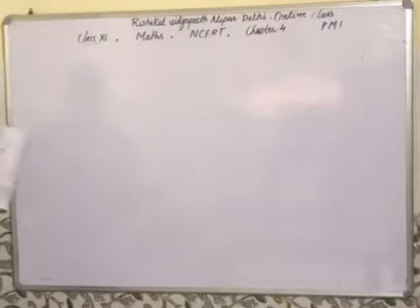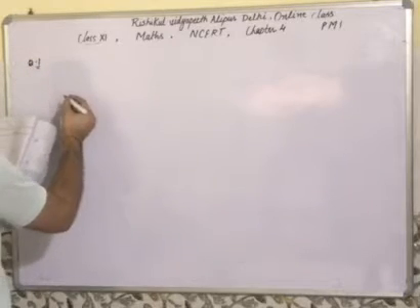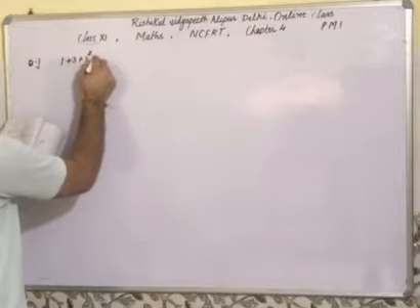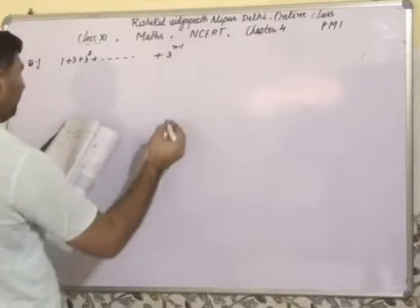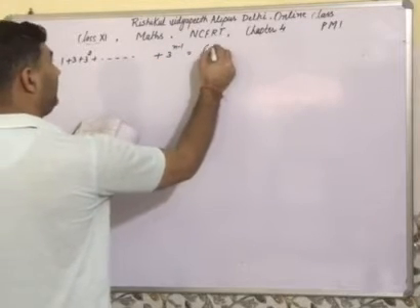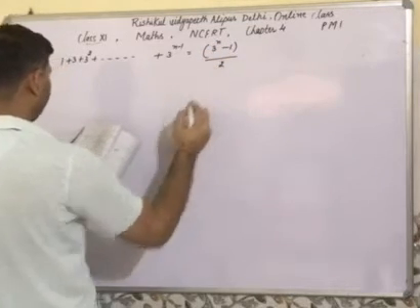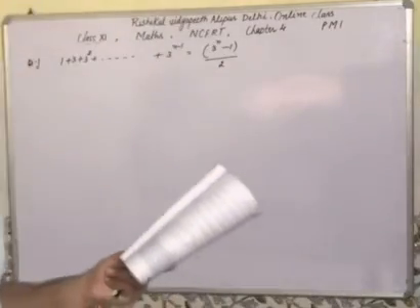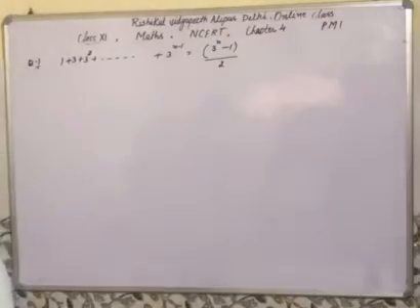Prove that 1 plus 3 plus 3 square and so on plus 3 raised to power n minus 1 is equal to 3 raised to power n minus 1 by 2. Prove the following by using the principle of mathematical induction for all n belonging to N. This statement is given, then prove that the left hand side is equal to the right hand side.